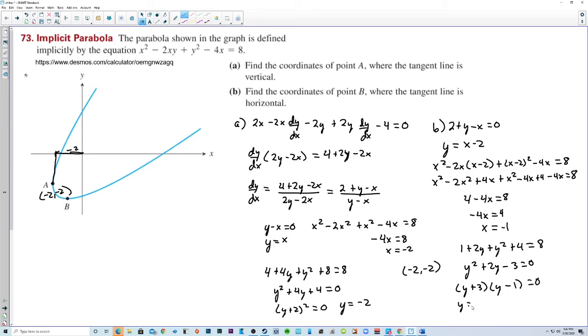So y is negative 3 for the point that we're looking at. So this is the point negative 1, negative 3. And this one, about right here, is the one where y is 1, but we're looking for the point negative 1, negative 3.